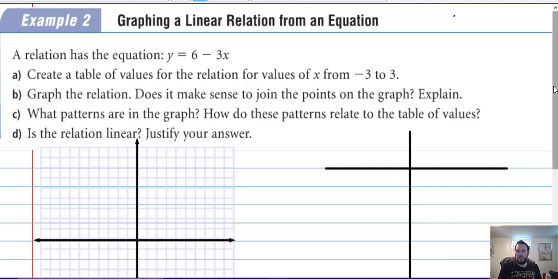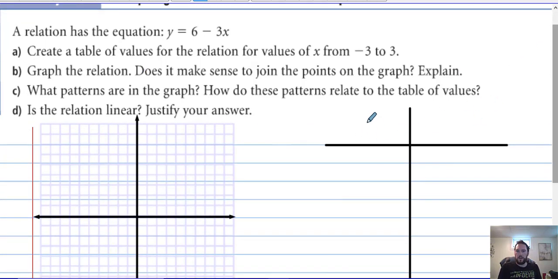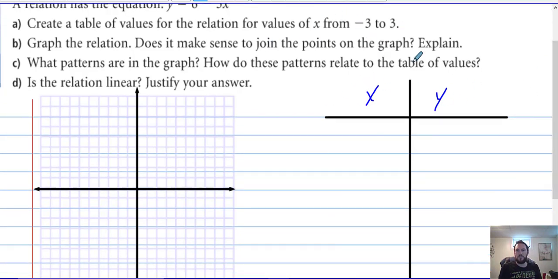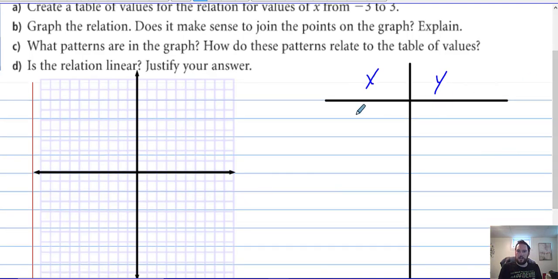The first thing we're asked to do is to make ourselves a table of values. Again, x and then y is usually the way that we put these in. And we're being asked to make our table of values from -3 to 3. It makes sense in these types of questions that we do want to use negative numbers because they can help us understand the pattern and the relationship that's going on. So there's my -3 to 3.